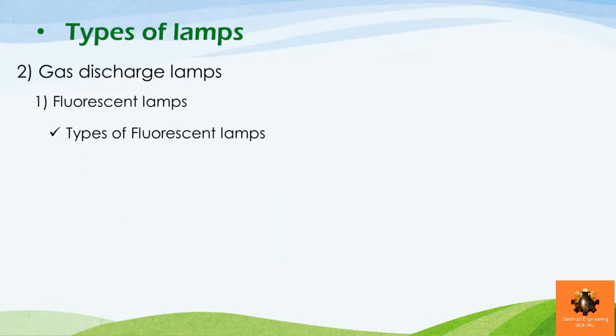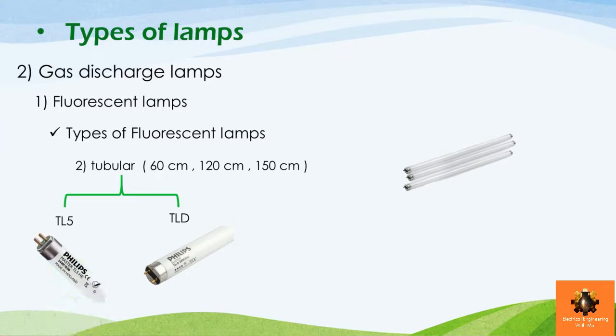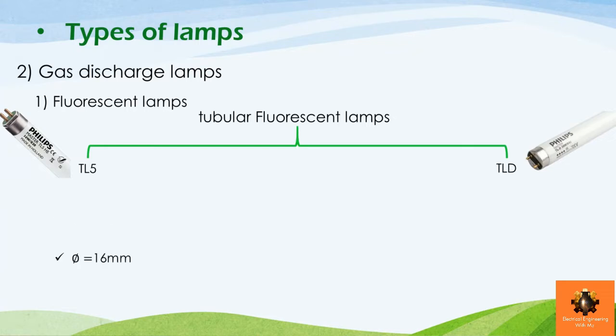Now the second type we have is the tubular fluorescent lamp, and this tubular fluorescent lamp has two types under it. The first type is called the TLD, and the second type is called the TL5. And there are some differences between the two types or the two lamps. The first difference lies in the physical shape, as the TL5 lamp has a diameter of 60 mm, so it's a tube that has a diameter of 60 mm.